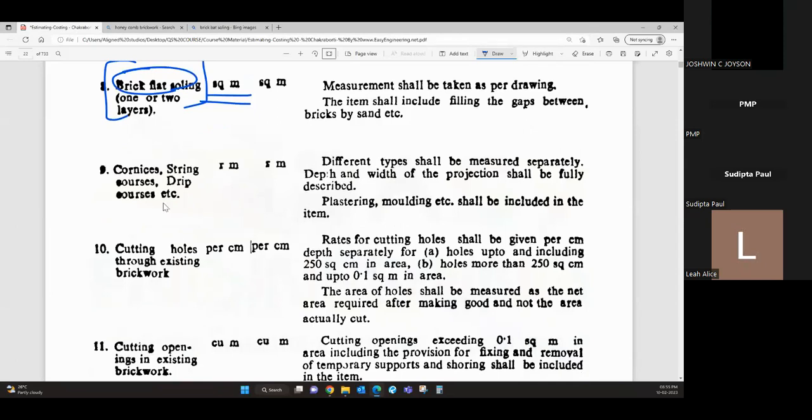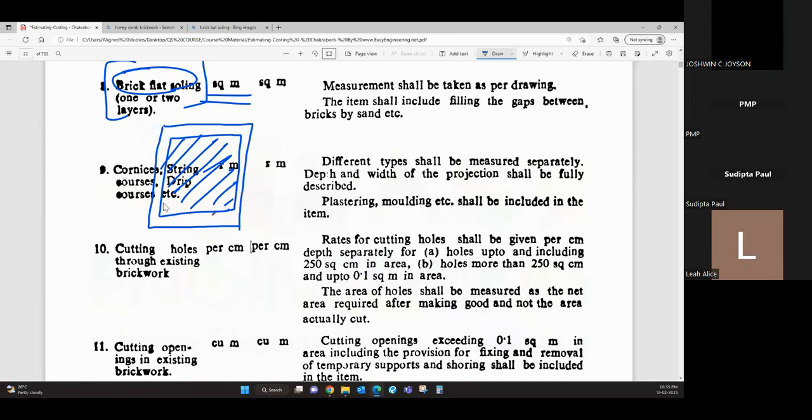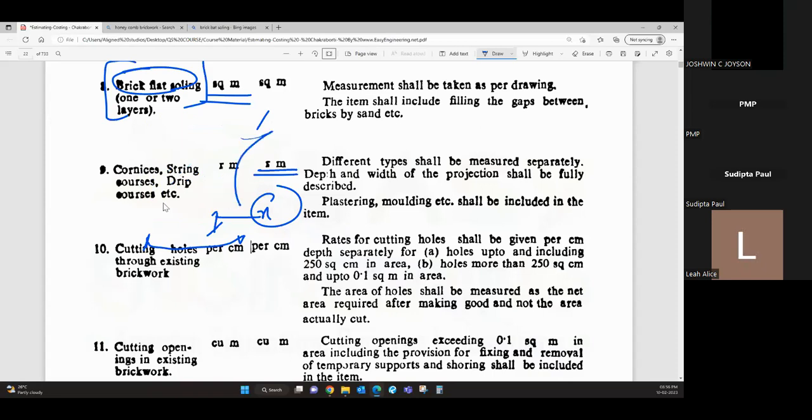Then comes cornice, string course or dip course. Now what is a cornice? Let's suppose there is a floor, and around this floor, you have a corner of some other material. This corner's thickness is constant, which is X. So this kind of cornice is taken in running meter because this thickness is constant on all sides. You take the length from here to here, then from here to here, and so on. So this kind of setup is always taken in running meter, where thickness and width are constant. Where two dimensions are kept constant, you always use running meter.